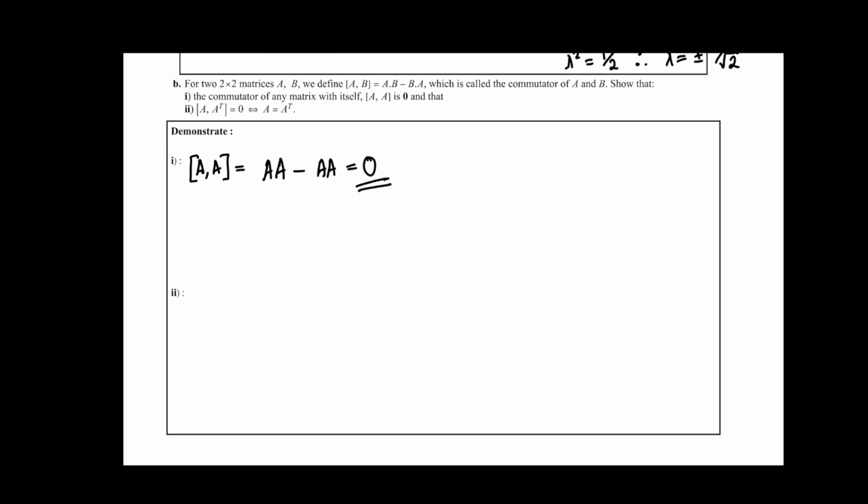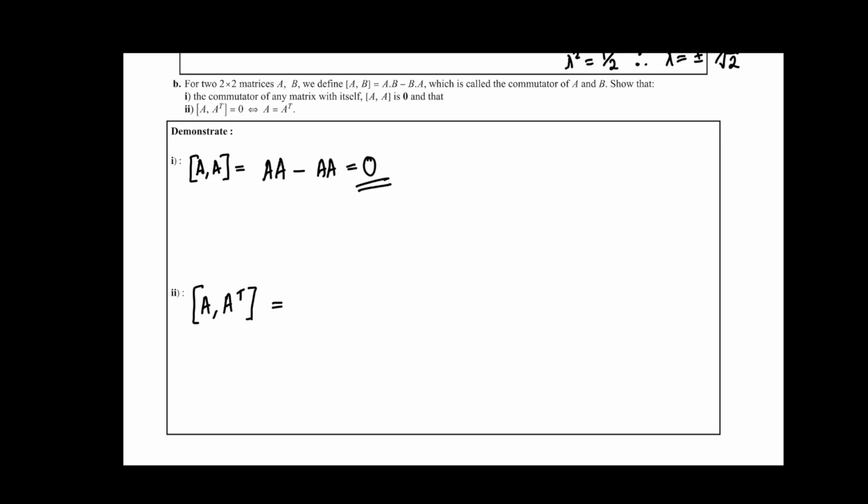So if we begin with part I, show that the commutator of any matrix with itself, so for example, A comma A, is equal to 0. The commutator of A comma A is going to be A multiplied by A minus A multiplied by A. And of course this is quite trivial. If we have the same thing subtracting each other, we're going to get 0. So there's that.